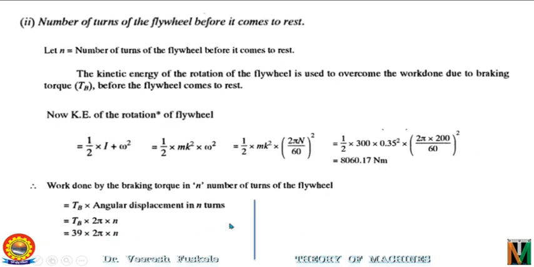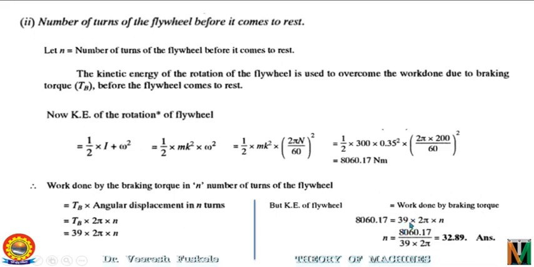Now, as we have discussed earlier, the kinetic energy of rotation will be equal to the work done by the braking torque. So equating these two, we have 8060.17 is equal to 39 into 2 pi n. This will give us n as 32.89. Therefore, the number of turns of flywheel before it comes to rest is 32.89.